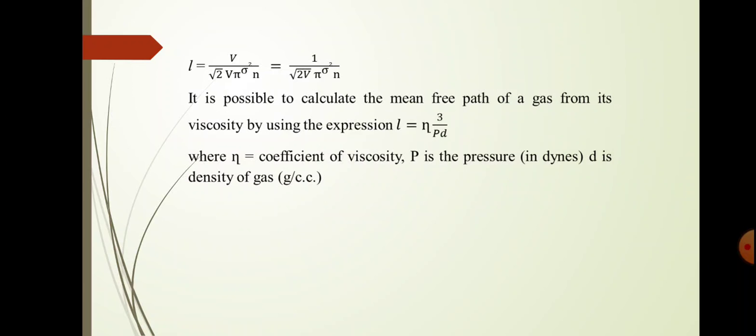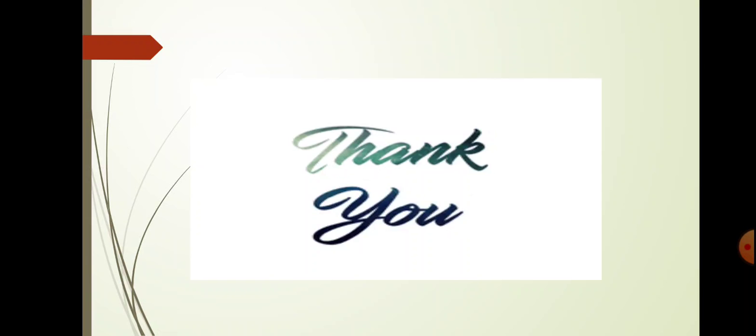So this is all about the various definitions, that is collision diameter, then collision frequency or collision number, and the last one is the mean free path.